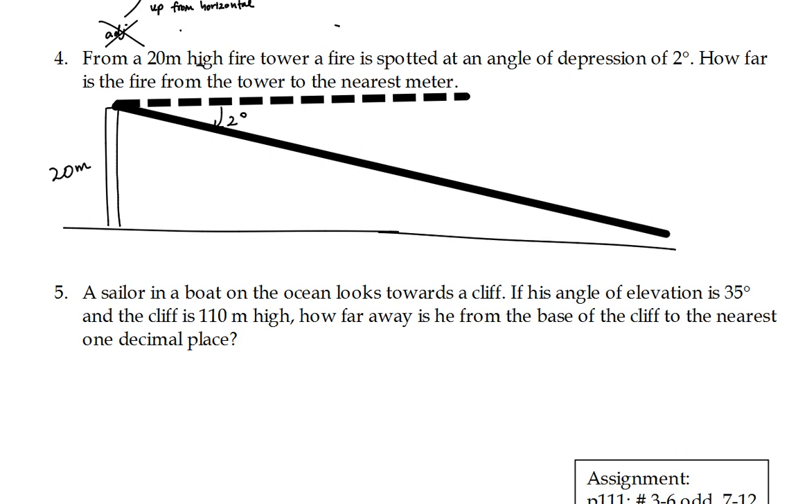Finish off that triangle. So if it's 2 degrees up in that corner, what does it make this one down here? The same, just 2 degrees. What's it asking us to find? How far is the fire from the tower? Is this the fire over here? He spotted the fire.